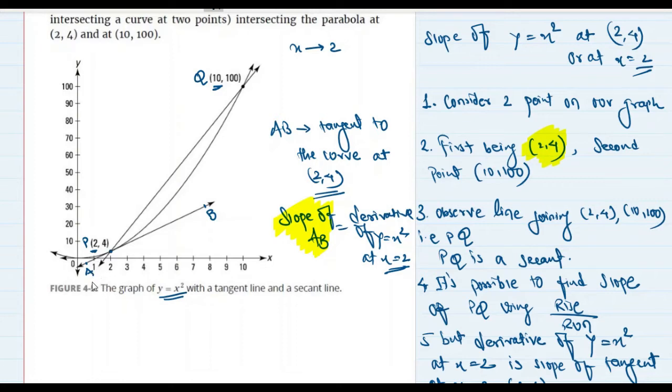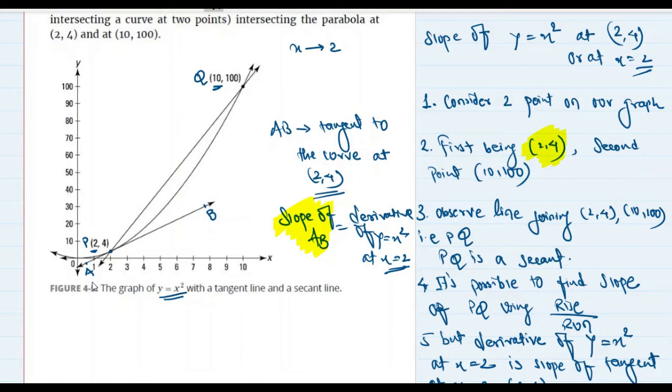Now this getting closer and closer is a very known term, right? Getting closer and closer, zooming in. And how do we zoom in? How do we get closer and closer? Infinitesimally close to 2 we have to reach. And that is done using limits. That is done using limits. So I'm going to show how the slope of PQ becomes equal to the slope of AB as Q gets closer and closer to P.